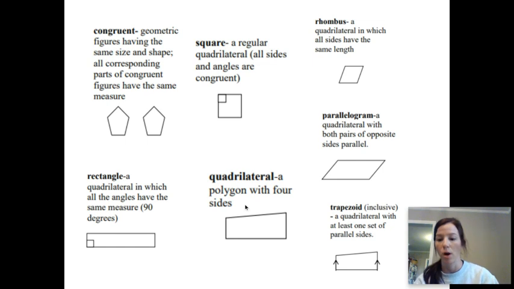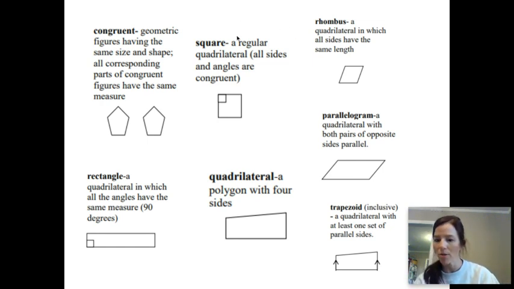I'm going to start with quadrilateral, a polygon with 4 sides. So if it has 4 sides, it is a quadrilateral. Okay, now next one I'm going to look at is a parallelogram. A parallelogram is a quadrilateral with both pairs of opposite sides parallel. So these sides are parallel right here, and these sides are parallel. So opposite sides parallel.